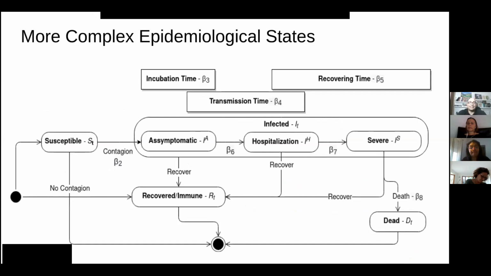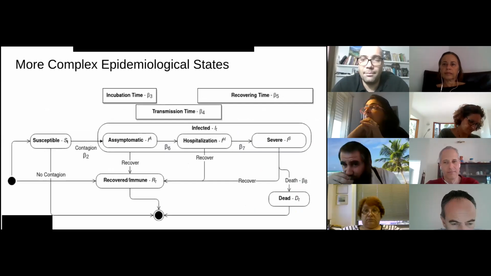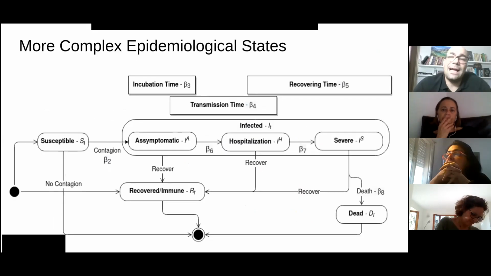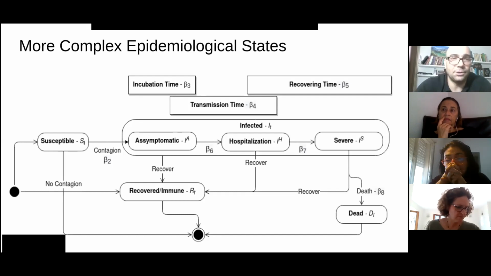We have more complex epidemiological states. Now this state diagram considers the incubation time, transmission time, and recovery time. We have more precise contagion probabilities, severity probabilities, death probabilities, and the probabilities of recovery depend on the time and certain probabilities, etc. So our model moved from a SIR to a SAIR. It became more complex and more precise too.